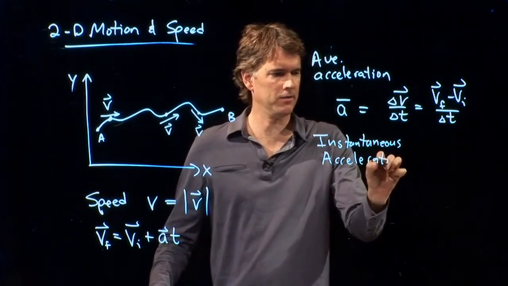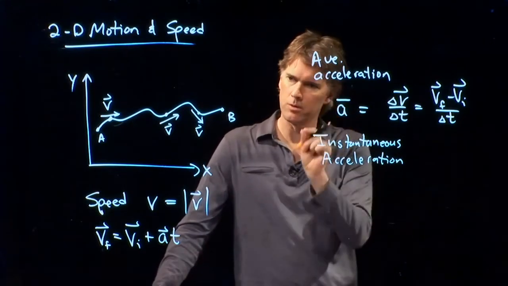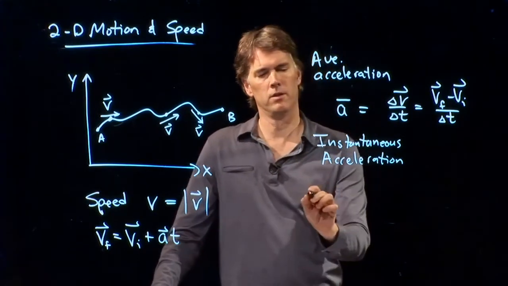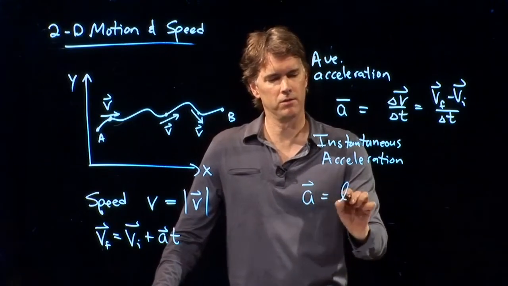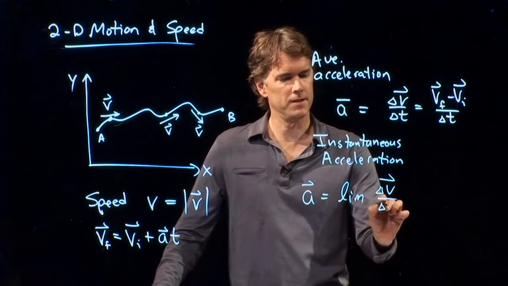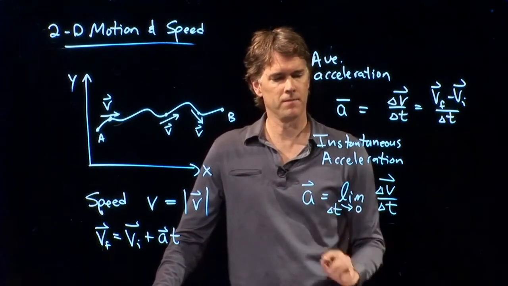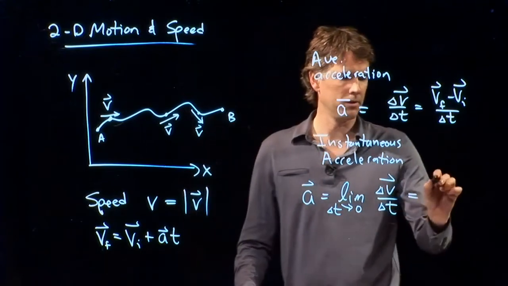The instantaneous is, what does this look like when delta t goes to a very small interval? So we write it like this. It's the limit of delta v over delta t as that interval gets very small. And that is, of course, the derivative.